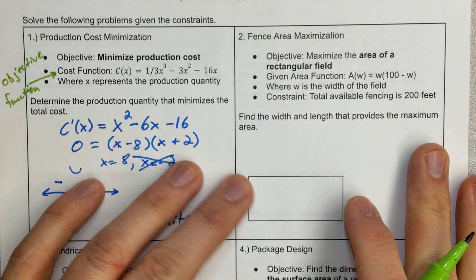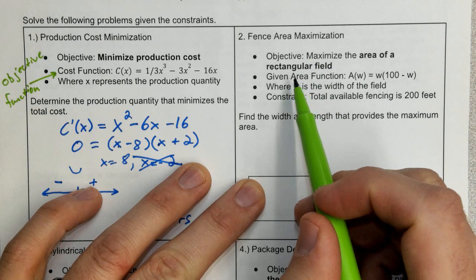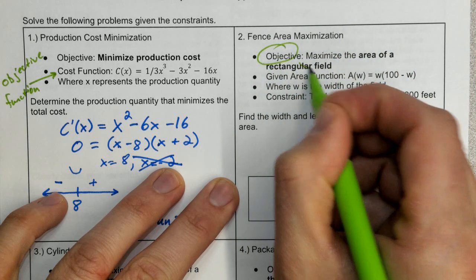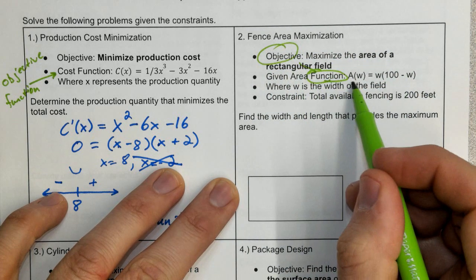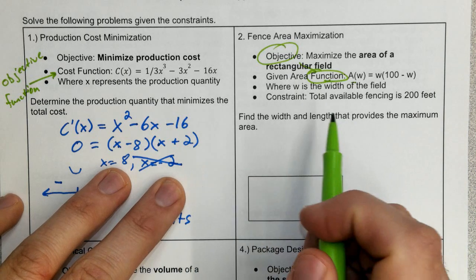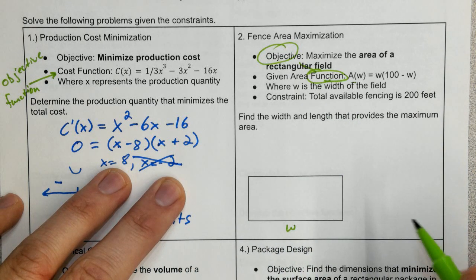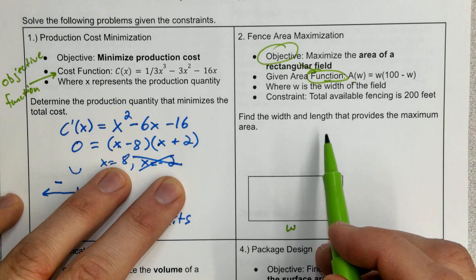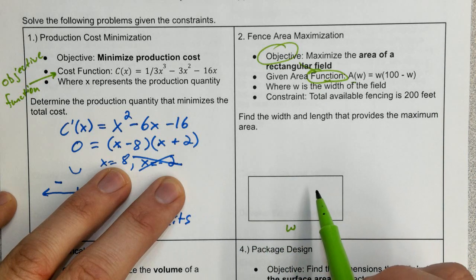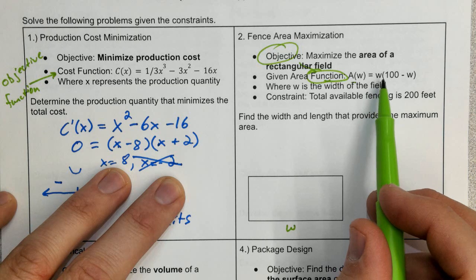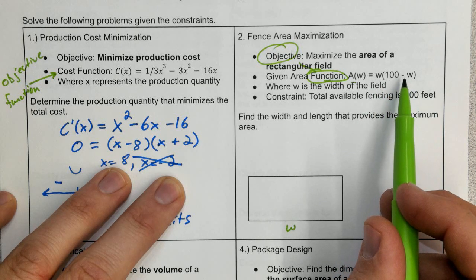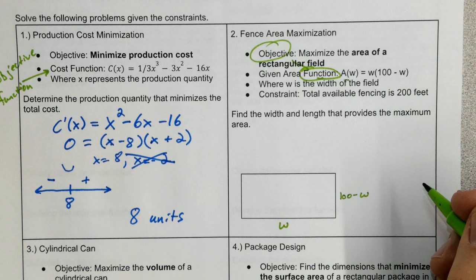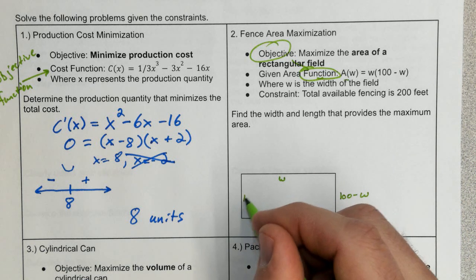Over here, when we're trying to maximize area, the area function is going to be our objective function. So our objective function is right here. W is the width of the field, so we can label that. This is W. And we have a constraint. We have only 200 feet of fencing. So we want to know what are the width and length that are going to provide the maximum area here. And you can see from our area function that if our width is W, then the length of the field is going to be 100 minus W. So this is 100 minus W. That means that this is also W here and that this is 100 minus W here.